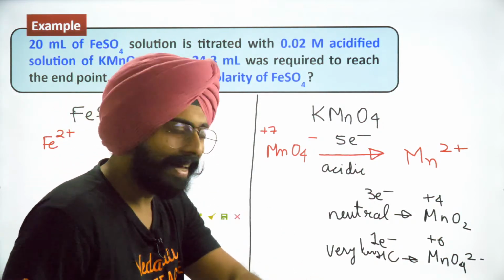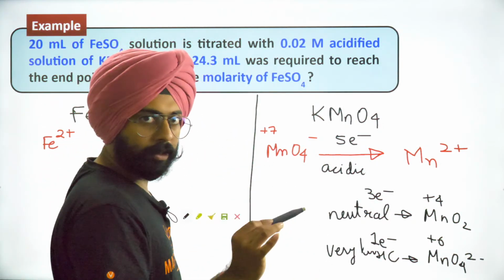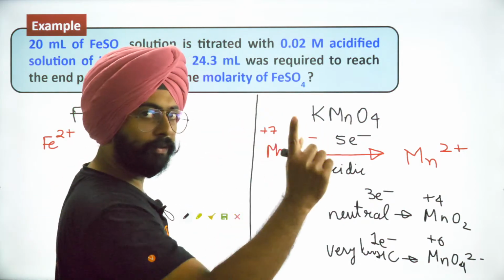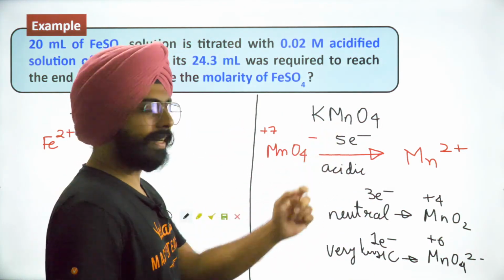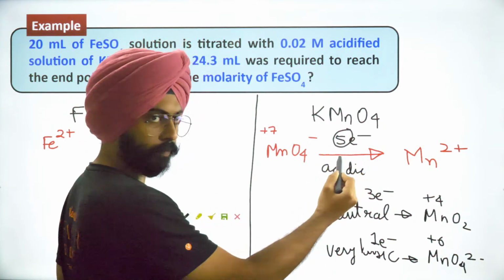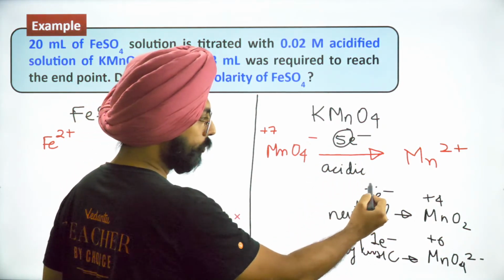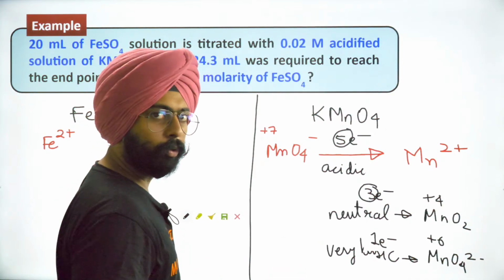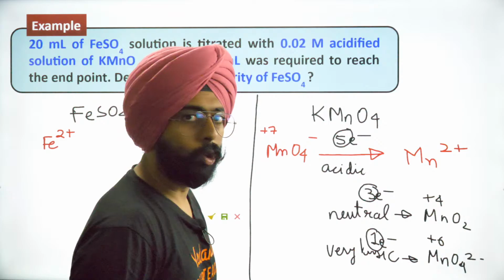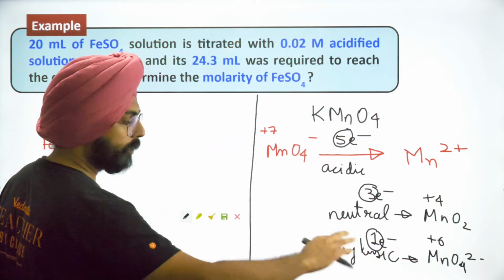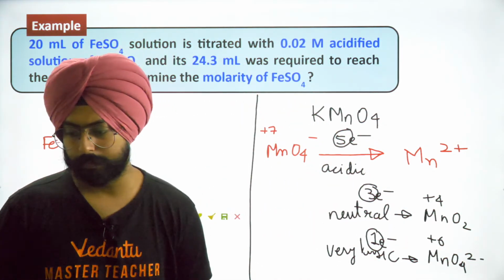So do you see that the valency factor for KMnO4 will be different in different conditions? In acidic conditions, KMnO4's valency factor is equal to 5. In neutral conditions, KMnO4's valency factor is equal to 3. In highly alkaline solutions, KMnO4's valency factor is equal to 1. Please note this information down, then we will continue with the question.